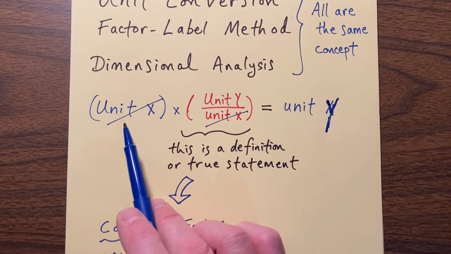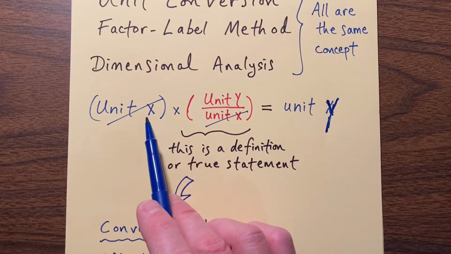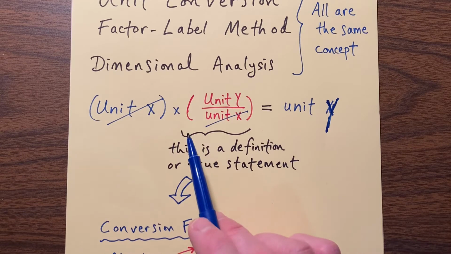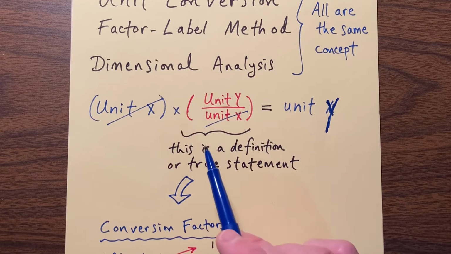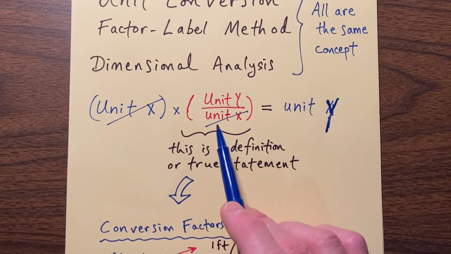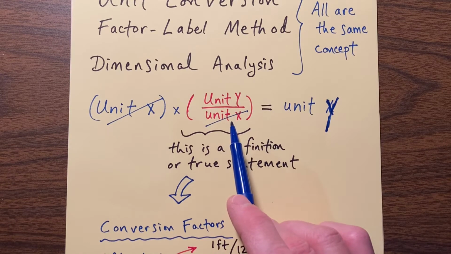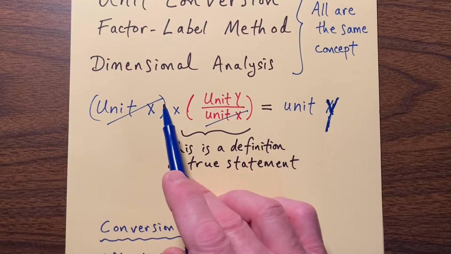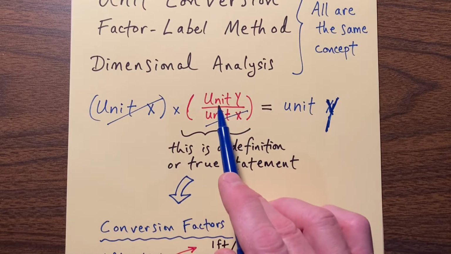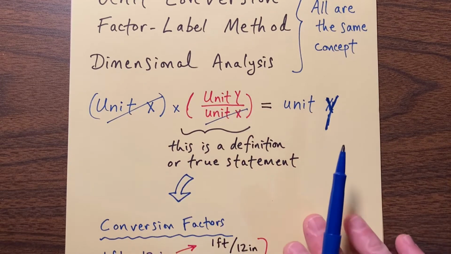So the general idea is pretty simple. You just take something in a certain unit, we'll just call it unit X. You multiply that by what's called a conversion factor, which is just a true statement, and it has the unit you want to cancel in the denominator. So this would cancel on the top and bottom, and you'd be converting unit X to unit Y.